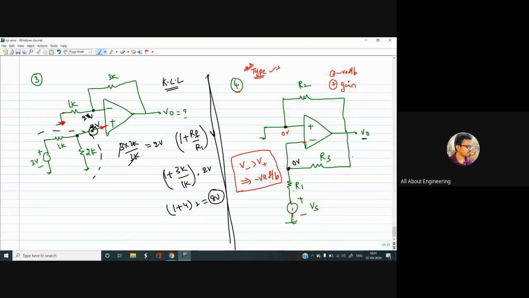Okay. Now you can go for simple KCL itself. V naught minus 0 by R3 equal to 0 minus Vs by R1. That's it. So V naught by Vs equal to minus R3 by R1. V naught equal to minus R3 by R1 into Vs.